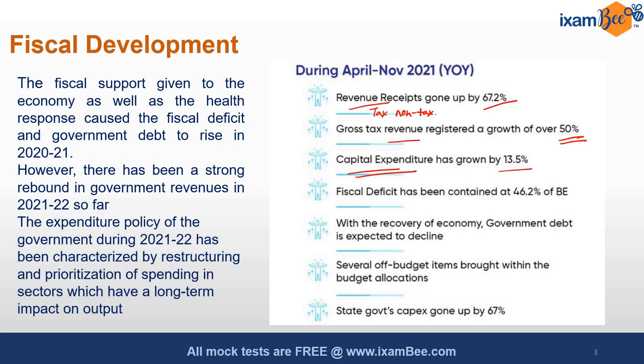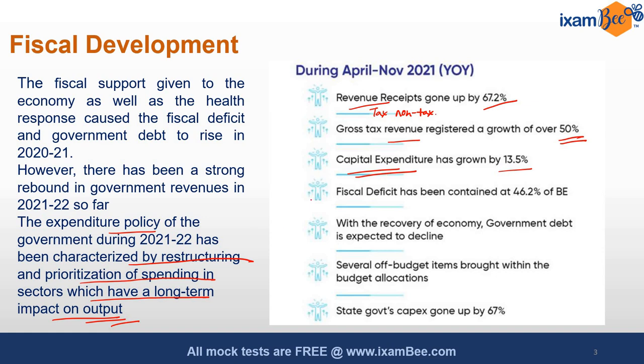So if we talk about the expenditure policy that the government has followed, which they have discussed in the economic survey, they have highlighted that the expenditure policy of the government has been characterized by restructuring and prioritization of spending in the sectors that have a long-term impact, right? So long-term impact, mostly if we see that the growth in the capital expenditure has been much higher than the revenue expenditure which the government has done.